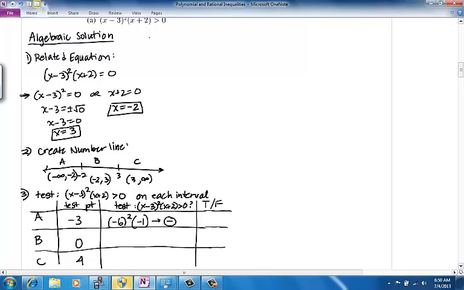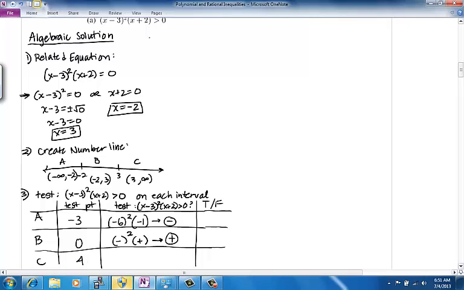So -6 squared would be +36 times -1, that's going to be negative. Notice that I don't really care what the value is, I just care is it positive or negative. So rather than checking the actual value, I'm going to just test the sign of each factor. So when I substitute x equals 0, I would have 0 minus 3 squared, so that's a negative squared times 0 plus 2 times a positive. So that's going to be positive overall.